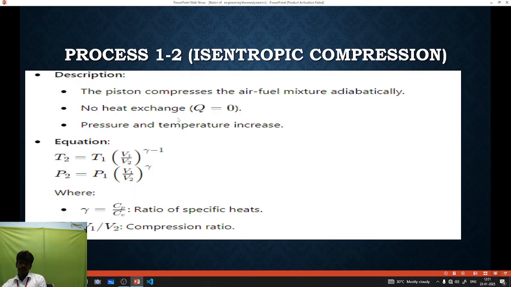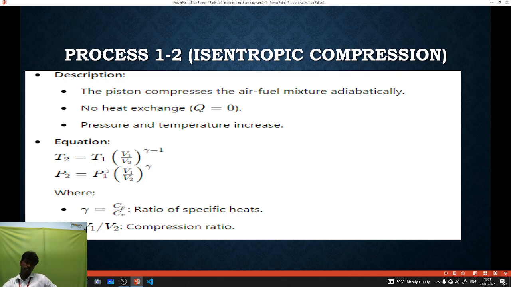The description. The piston compresses the air fuel mixture at process 1, isentropic compression. The piston compresses the air fuel mixture adiabatically. Adiabatic means no heat transfer, no heat exchange. That means Q equals 0, and the temperature automatically increases. T2 equals T1 times (V1 by V2) to the power of gamma minus 1.